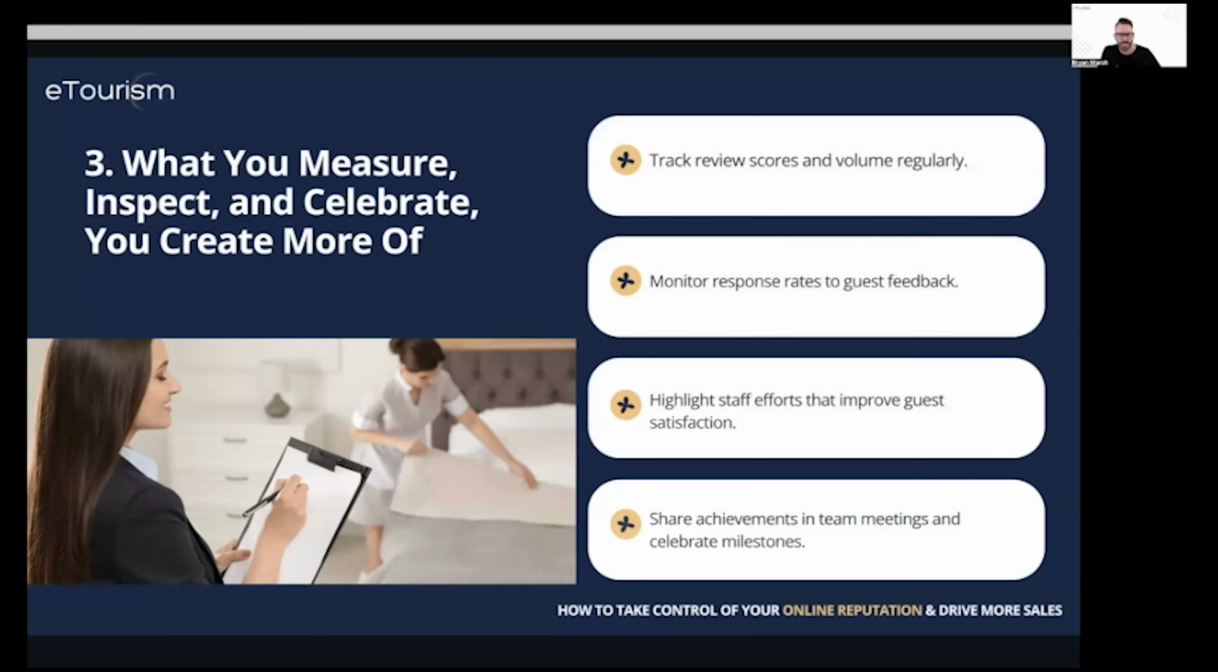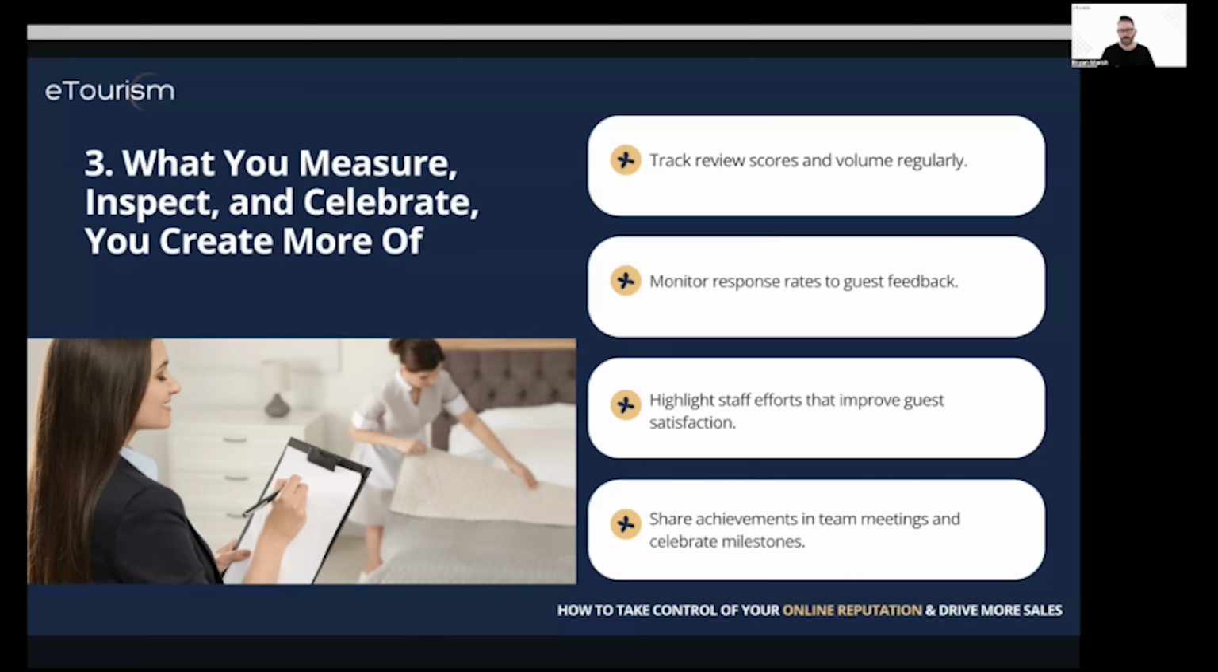3, what you measure, inspect, and celebrate, you create more of. Track your review scores and volume regularly. We're coming into a new year. Have your goals for the year, your marketing goals. How many positive 5-star reviews will we have by the end of the year? Turn it into a KPI. All right, what we focus on grows. What we give energy to will change.